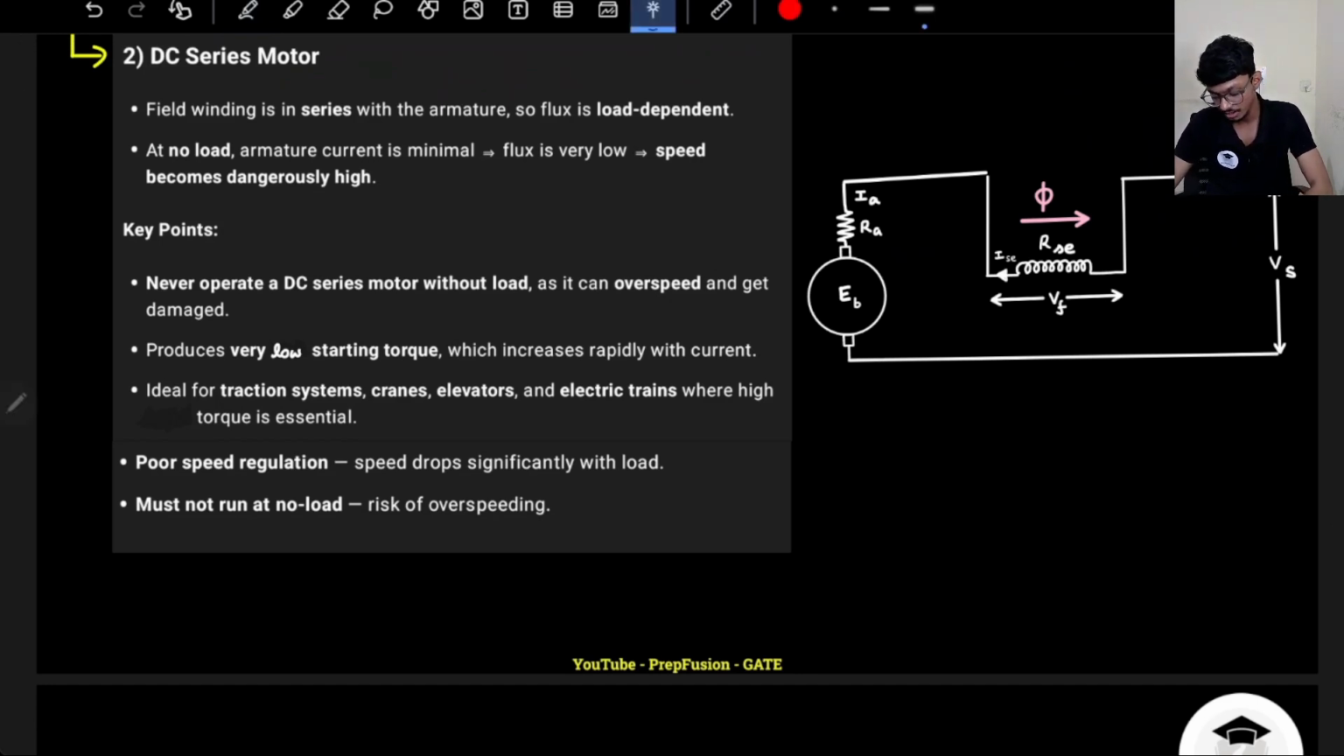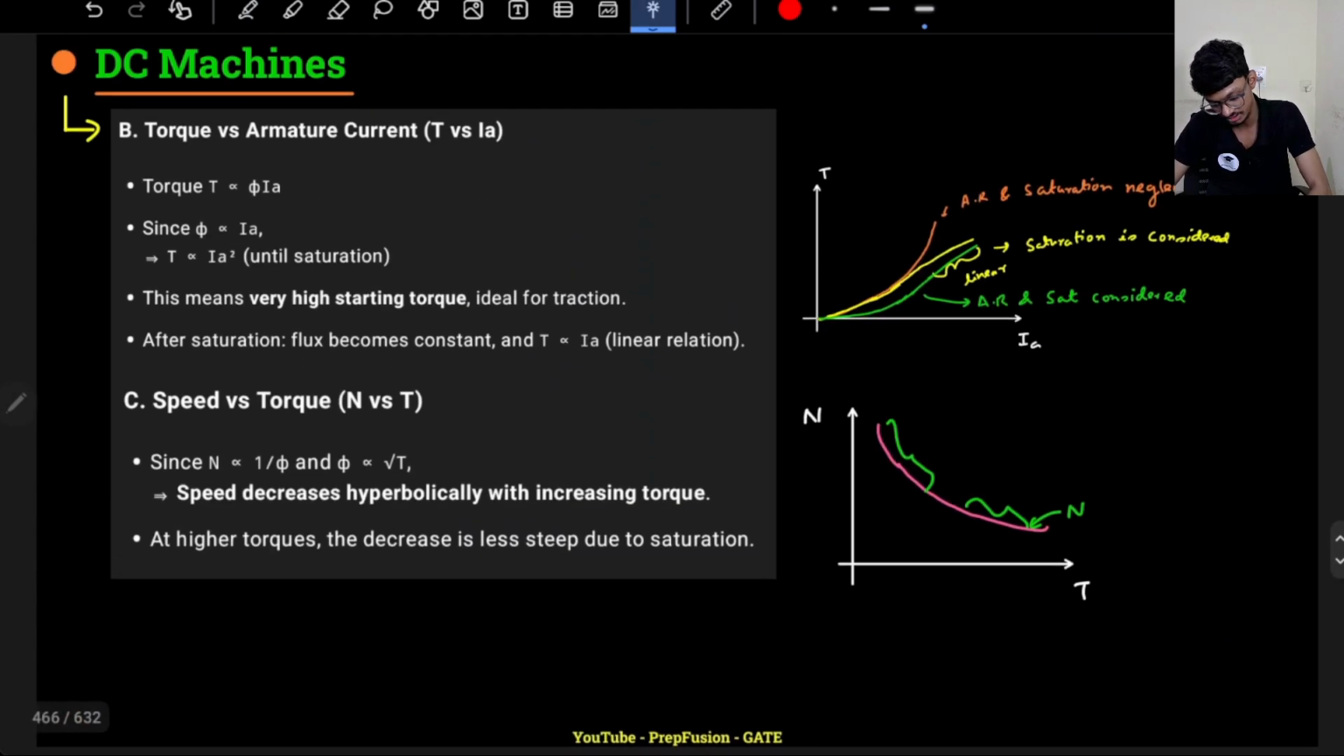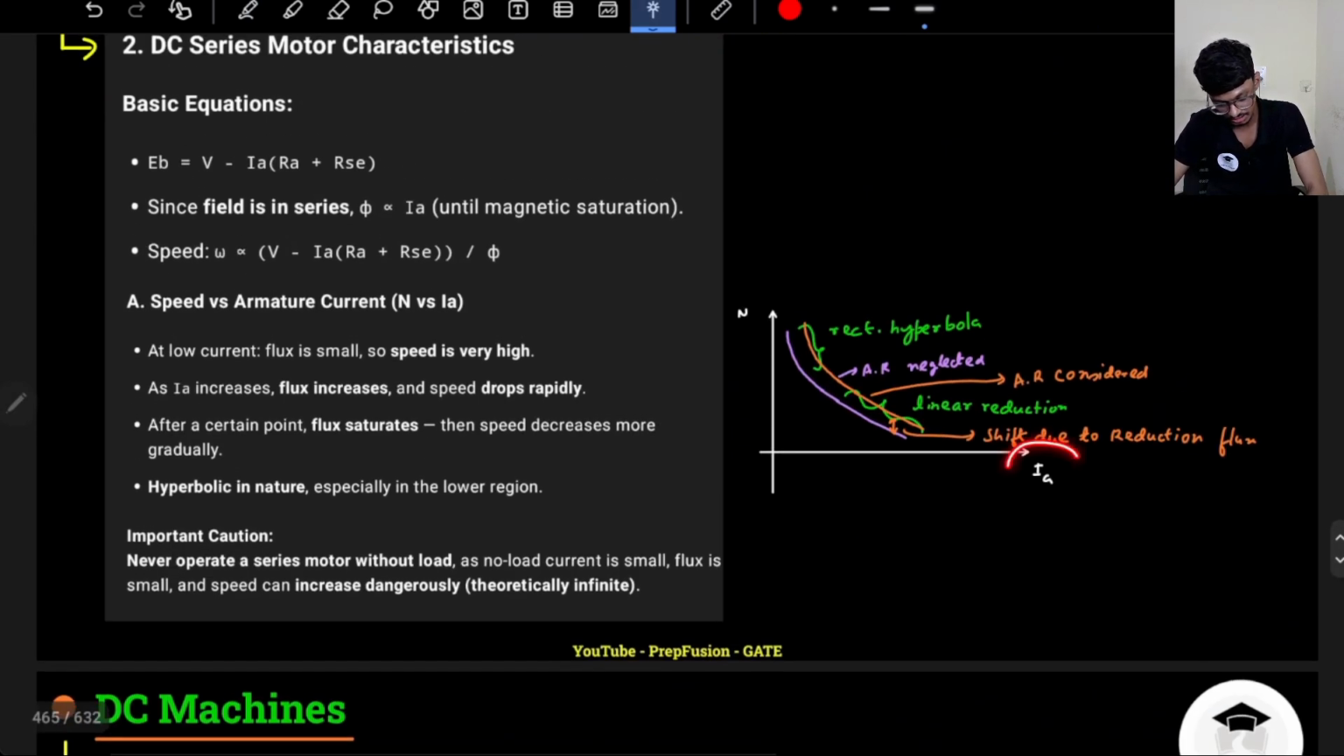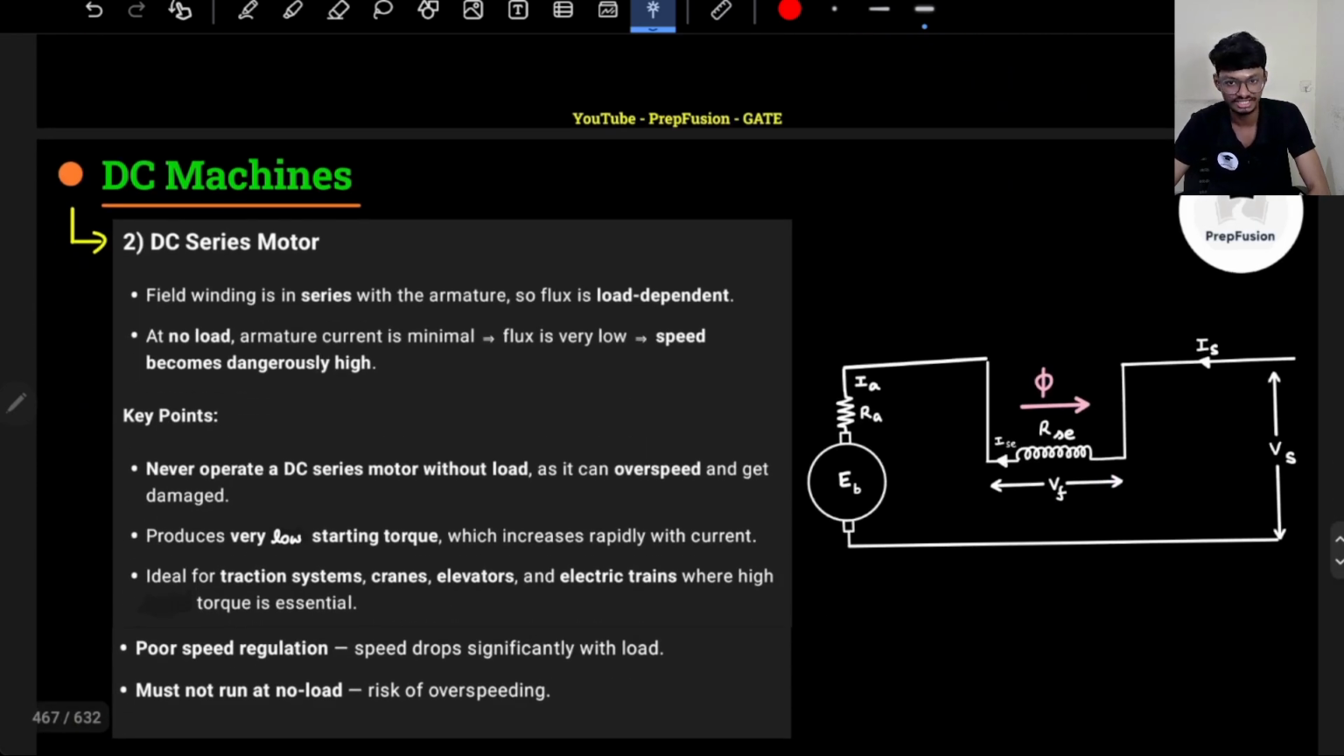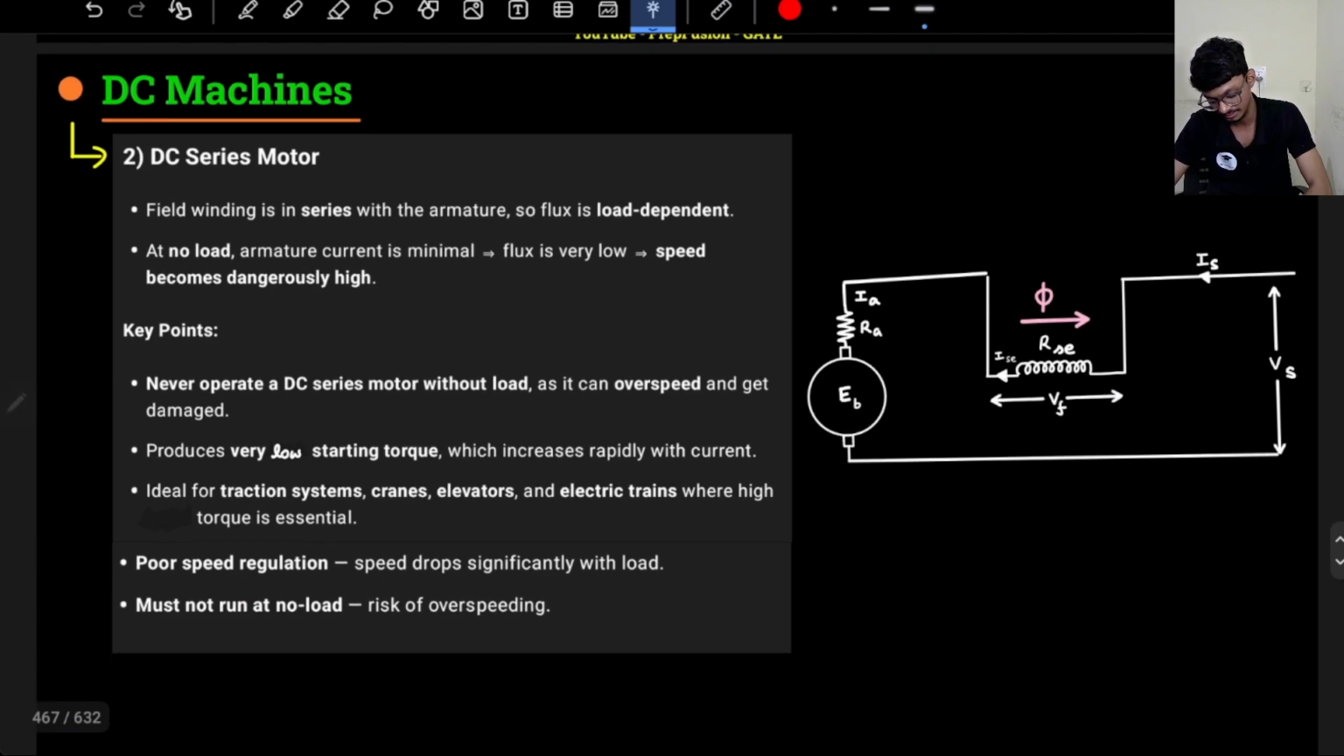Now what are the problems? Problem is poor speed regulation. Speed drops significantly with load. If you see, if I increase my load, speed is dropping significantly, right? Huge drop there is in speed. But in case of shunt motor, there was not this much amount of drop. So there is poor speed regulation.